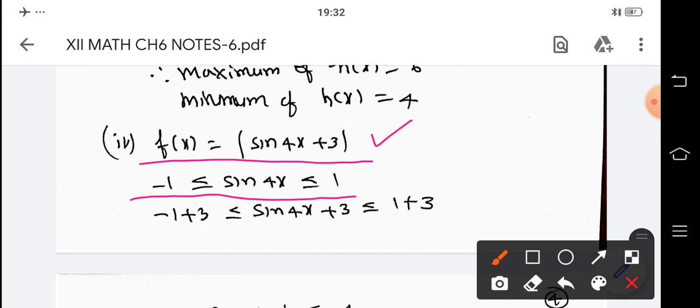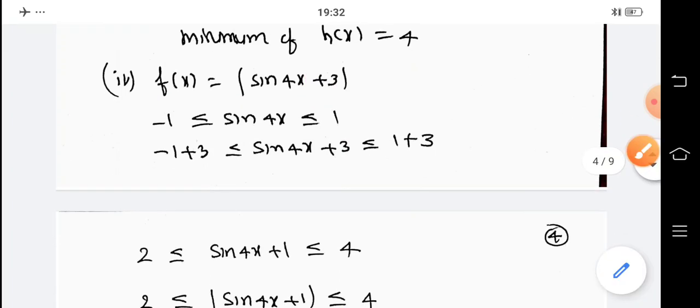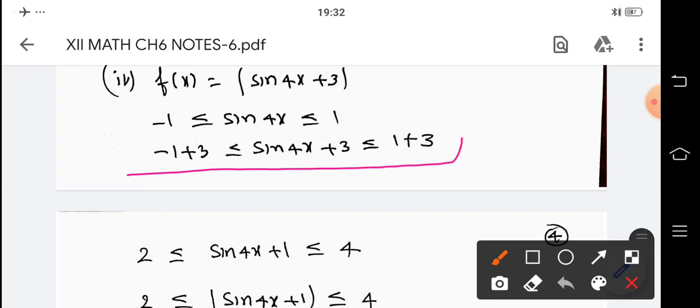Again, minus 1 less than or equal to sine 4x less than or equal to 1. Adding 3. Why adding 3? Because it is plus 3 here. So adding 3 throughout in the equation, we get minus 1 plus 3 less than or equal to sine 4x plus 3 less than or equal to 1 plus 3, which is 2 less than or equal to sine 4x plus 3.